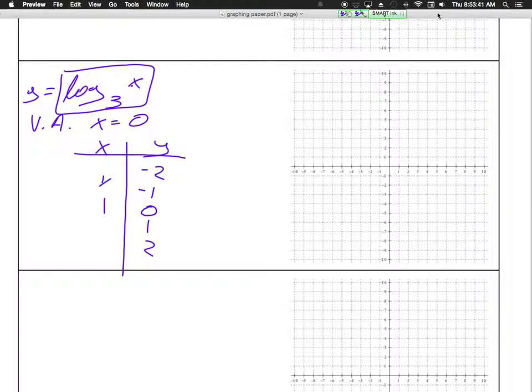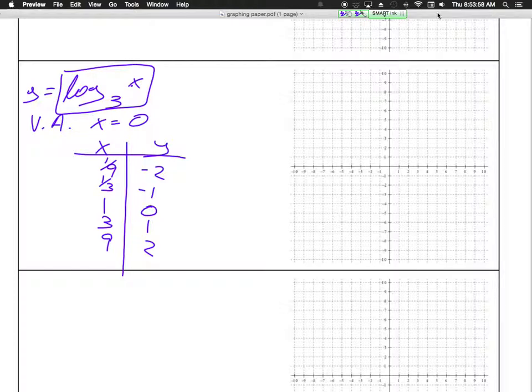So what needs to be right here on this one? 1/3 needs to be here. What needs to be on this one? 1/9 needs to be there. What about this one? 3. And this one? 9. There it is.